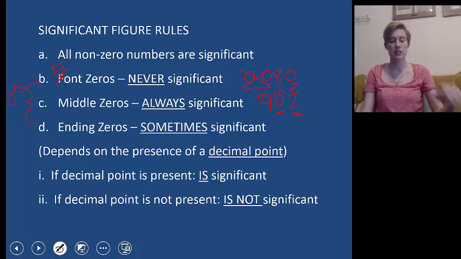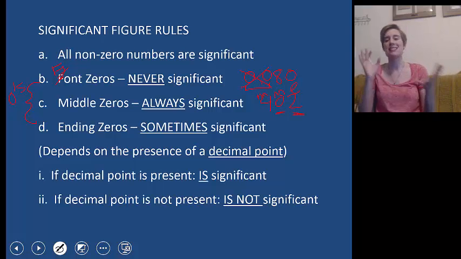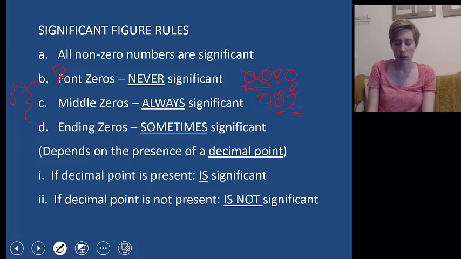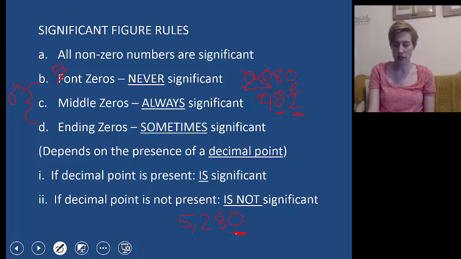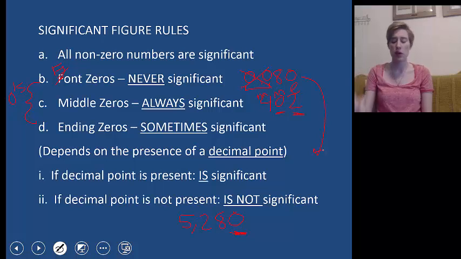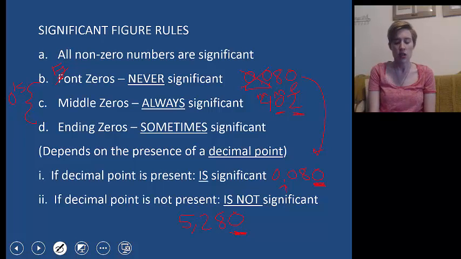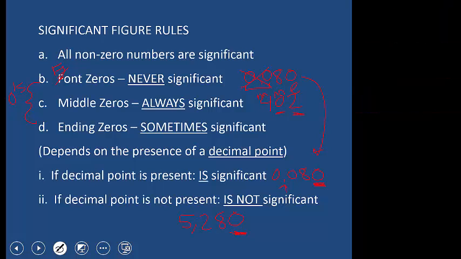The ending zeros are what get tricky because the front ones never count, the middle ones always count, the ending ones sometimes count and sometimes don't. So remember when I looked at the 5,280, there wasn't a decimal point present, so this 0 we consider a placeholder and it's not significant. However, if I use this exact same example, 0.080, see how there was a decimal present right there? Since that decimal was present, this ending 0 is significant because it's not holding a place. We only put it there because it was estimated. So if the decimal point is present, it's significant. If the decimal point is not present, those zeros at the very, very end are just holding a place.